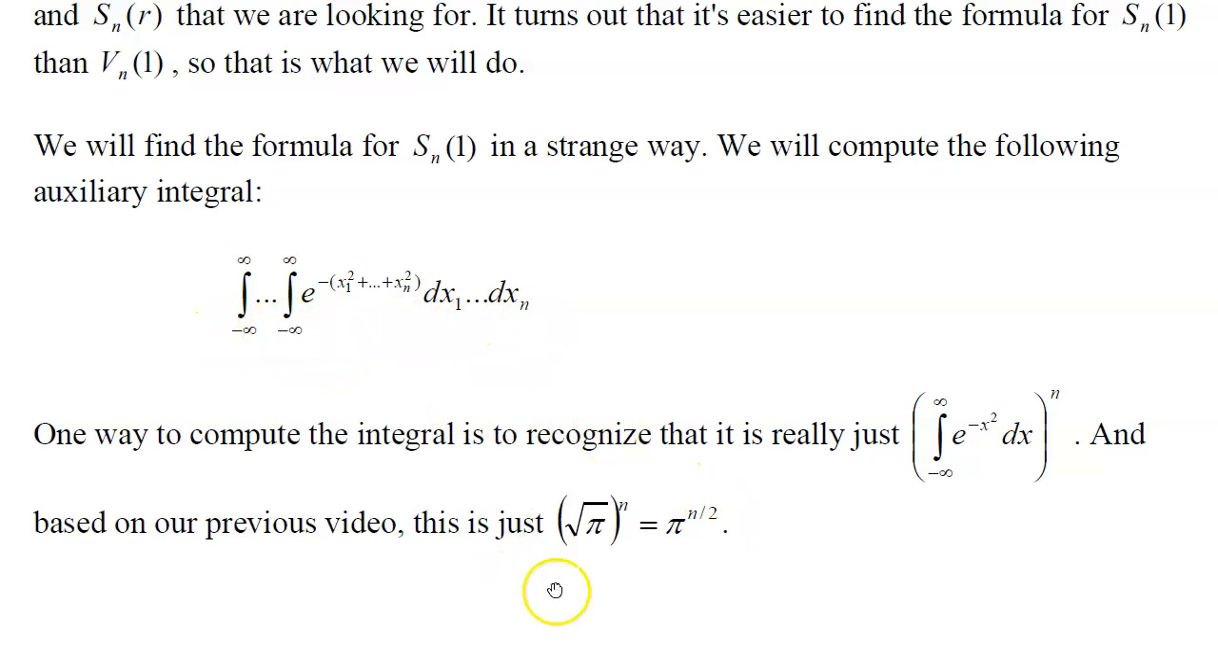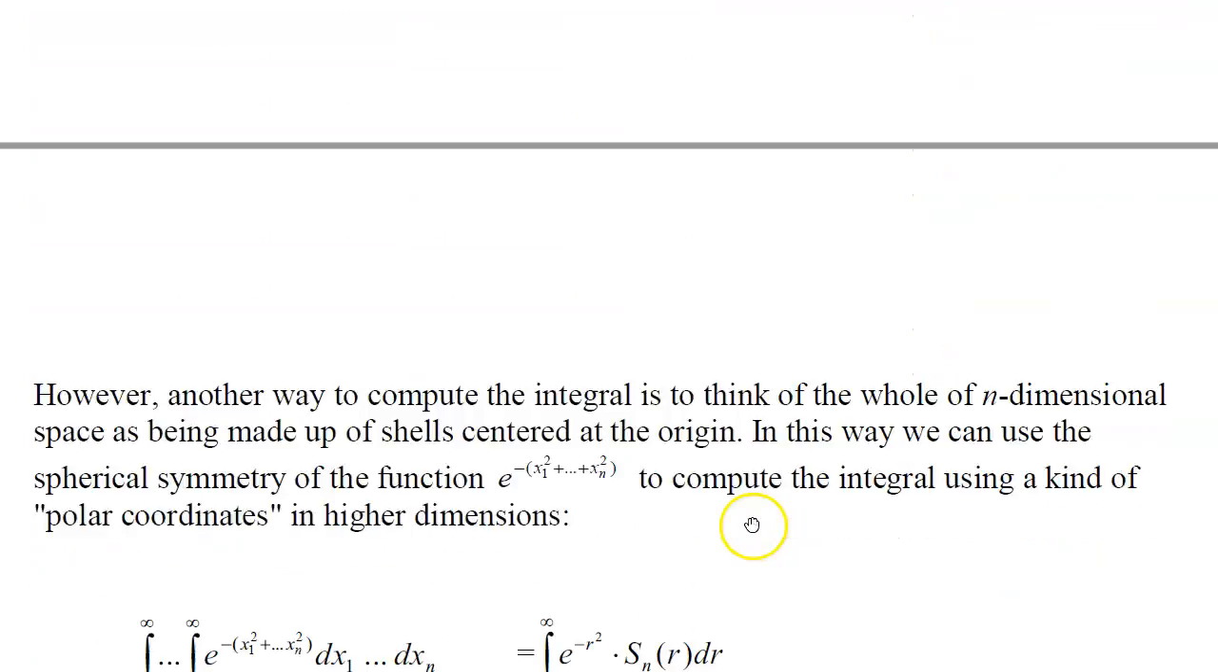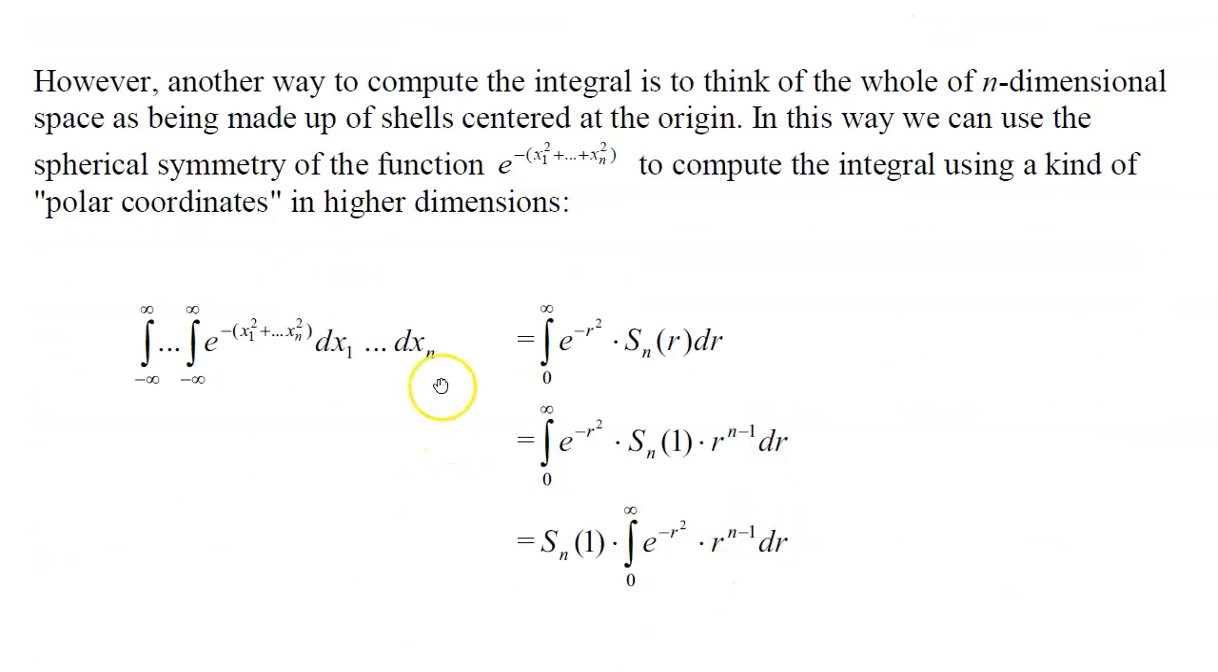The value of this integral is pi to the n over 2. But we're going to look at another way of evaluating that integral. Another way to compute the integral is to think of the whole of n-dimensional space as being made up of shells centered at the origin. In this way we can use the spherical symmetry of this function to compute the integral using a kind of polar coordinates in higher dimensions.